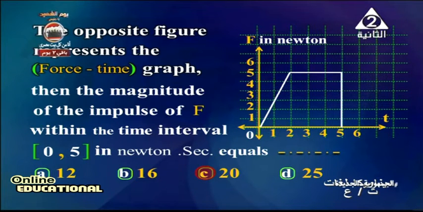We can choose the units in Newton and time in second according to the given data in the opposite figure, because the opposite figure represents the force time graph and the magnitude of impulse according to this given equals Newton second unit.